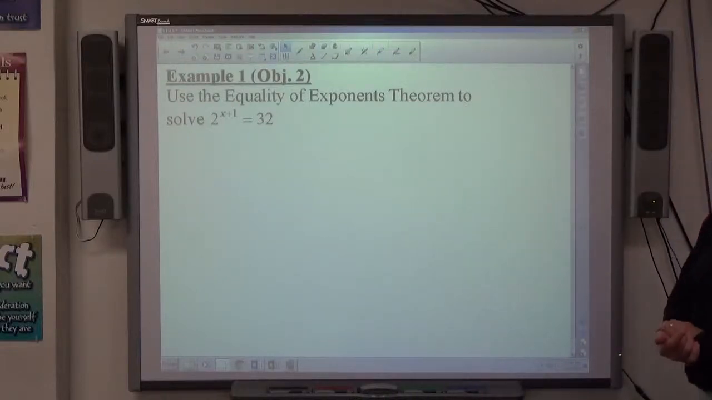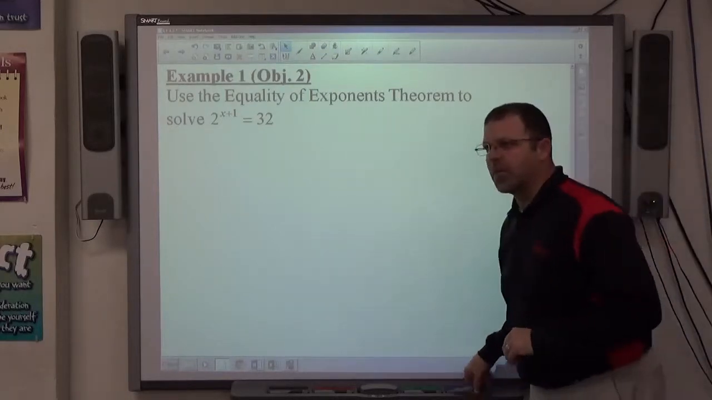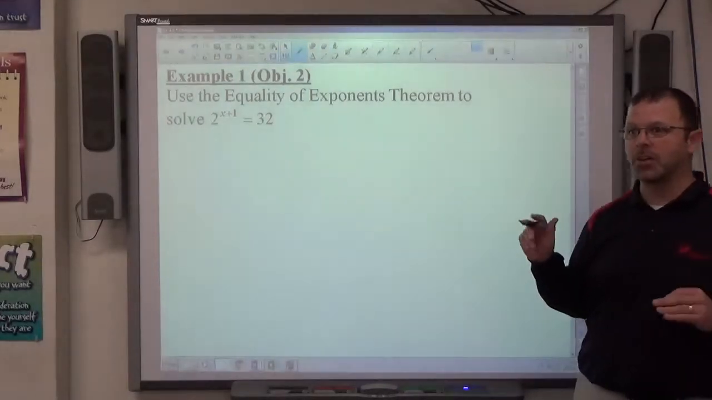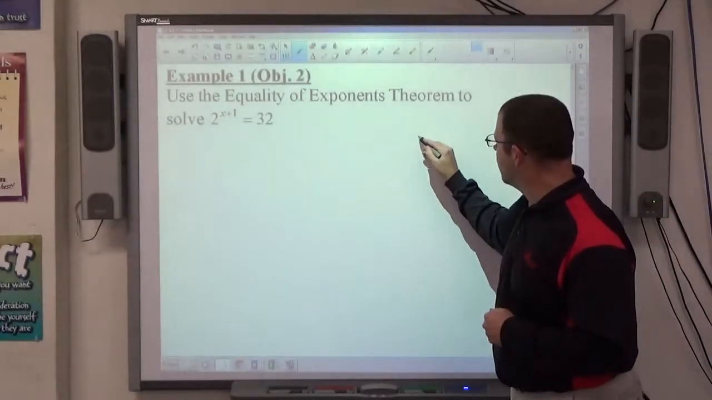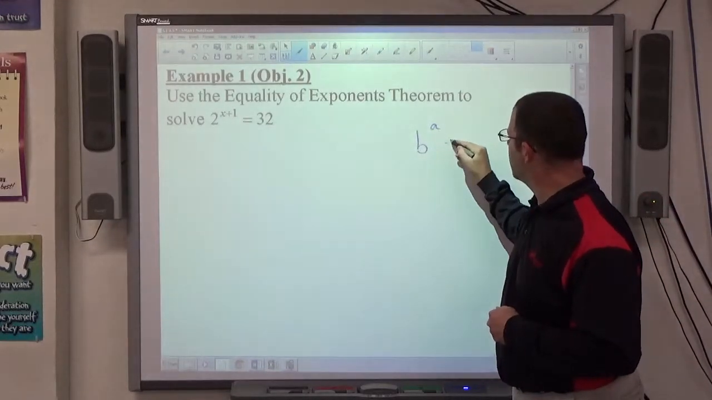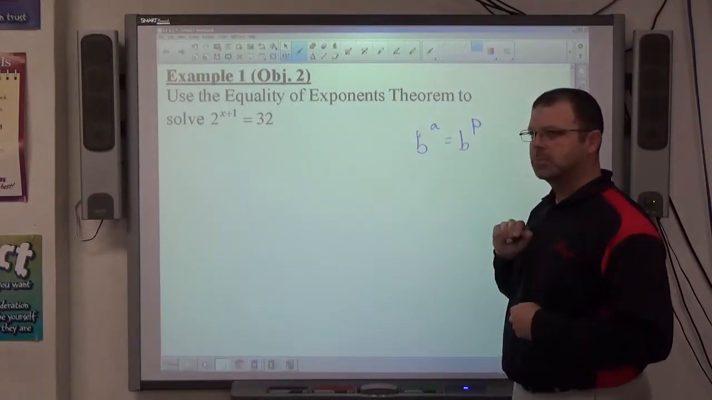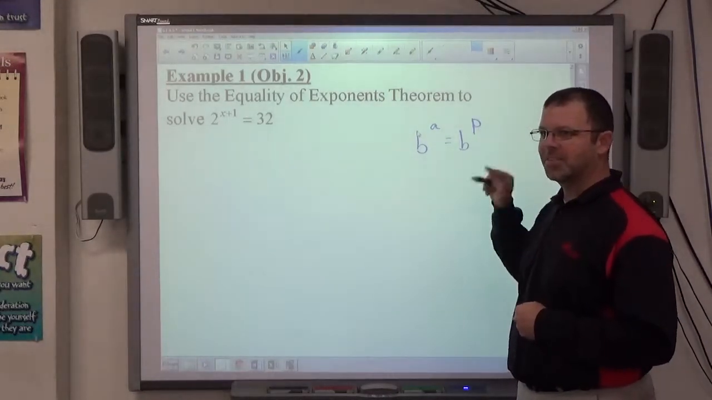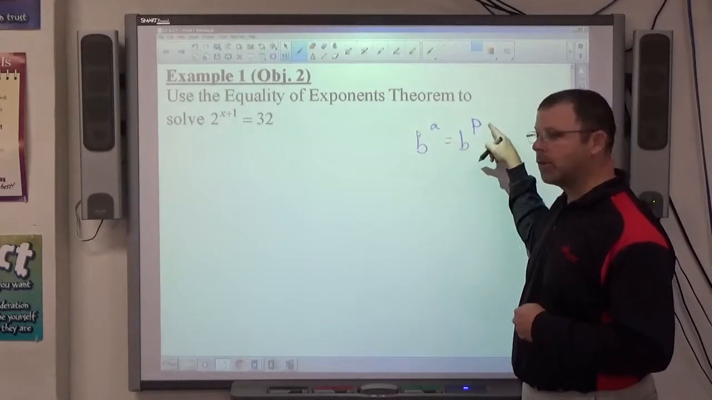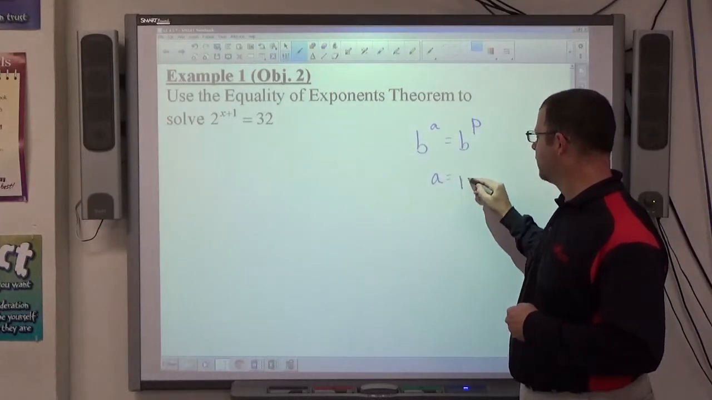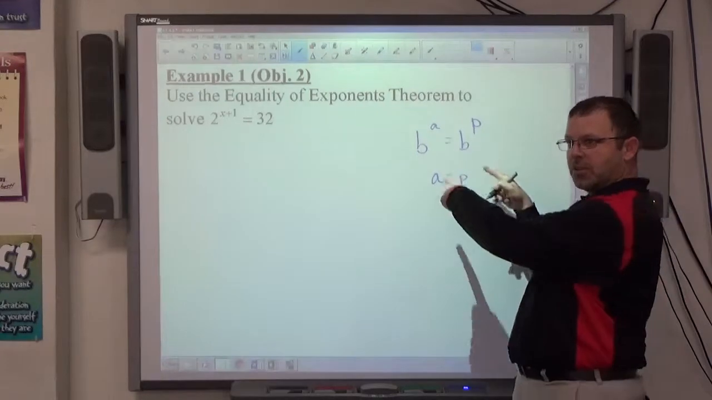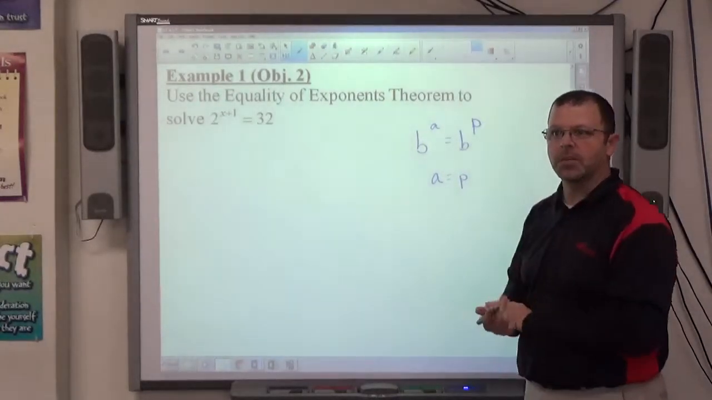Example 1 asks us to use the equality of exponents theorem to solve 2 to the x plus 1 equals 32. The equality of exponents theorem, I'm not going to bore you with the old math speak here, but in general it tells you that if b to the a is equal to b to the p, then a must equal p. If the bases are the same, the powers have to be the same. That's all it basically says.